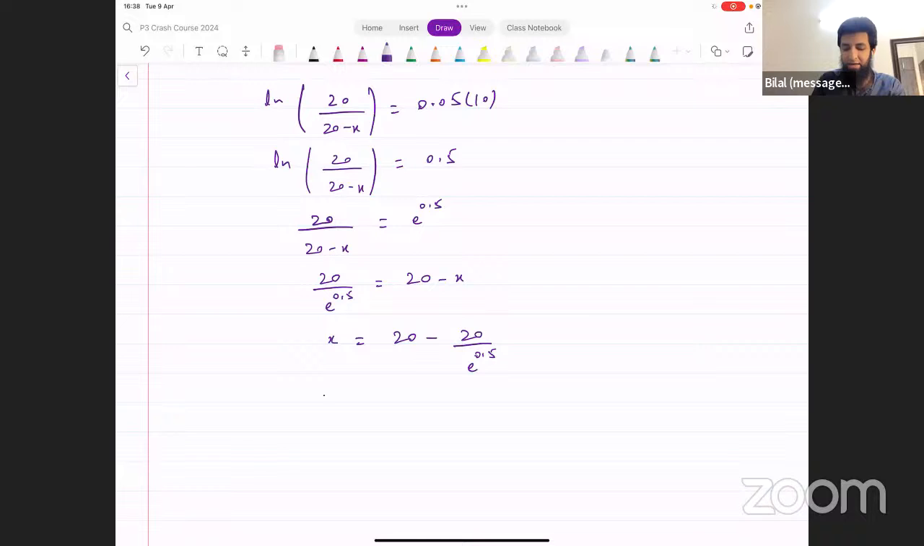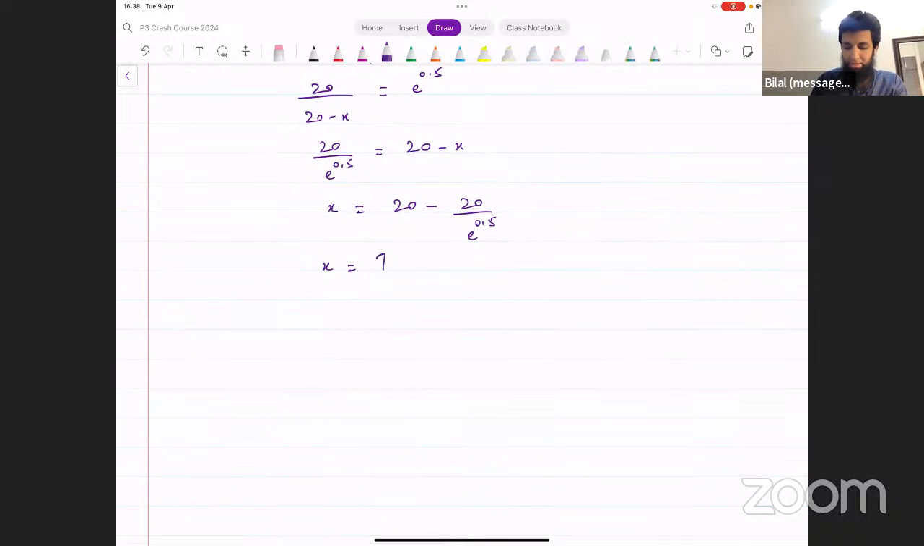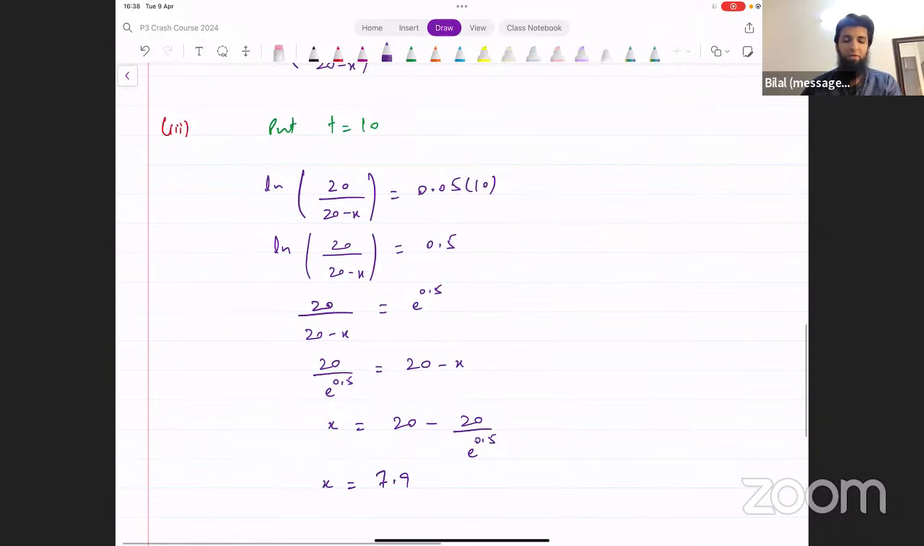If you wanted an exact answer, you could just leave it like this. But in this part, they ask us to write down the value of x correct to 1 decimal place. What's this value from your calculator? 7.9. 7.9 correct to 1 decimal place. Okay, that's the third part. That's what we had to do here.